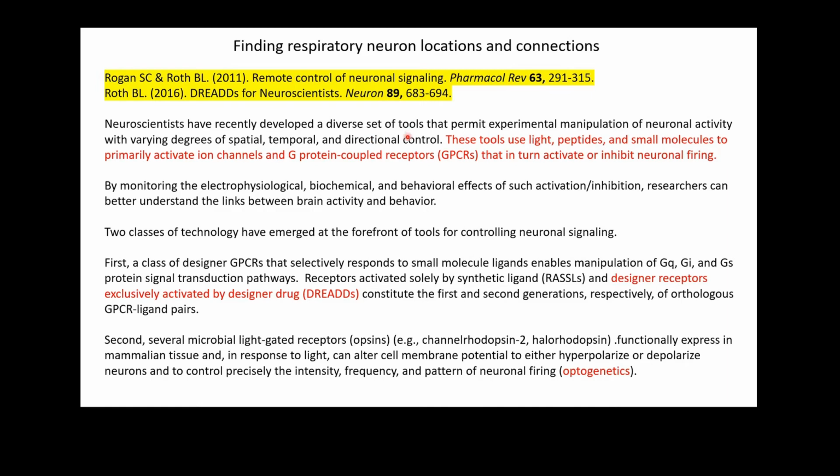stimulation or an inhibition to a specific set of neurons that have specific receptors on them that you know about. And these tools use light and peptides and small molecules, and they activate the ion channels and G protein coupled receptors that will activate or inhibit neuronal firing. And so by looking at the electrophysiological recordings of things like the phrenic nerve, other nerves, and behavioral effects, we can understand the links between brain activity and behavior.